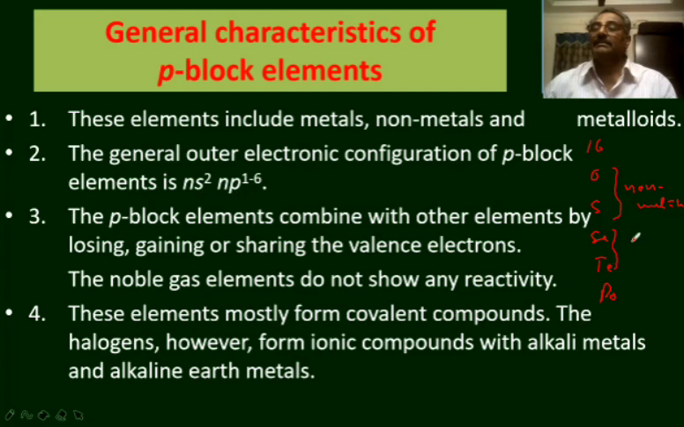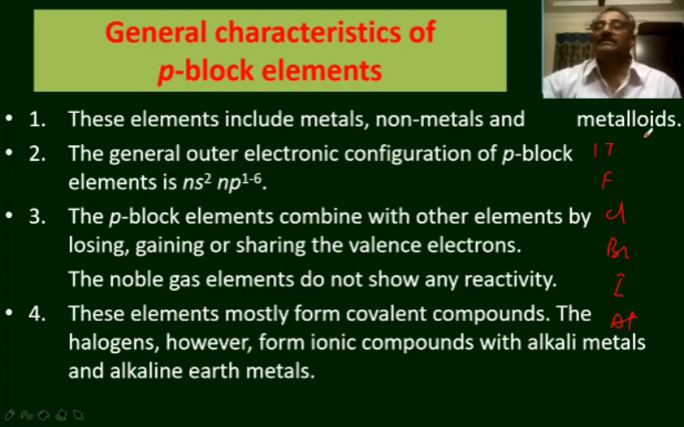Selenium and tellurium are metalloids. And polonium is a metal. The 17th group elements are all nonmetals. The elements present in the 17th group are fluorine, chlorine, bromine, iodine, and astatine. All are nonmetals.